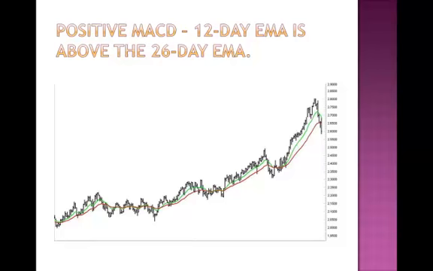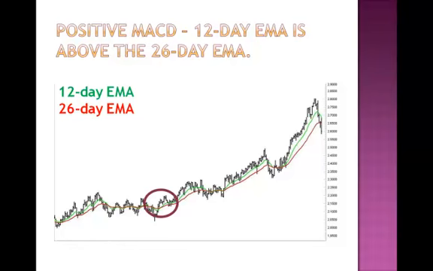For the duration of this presentation, I will use the default values of 12 and 26 days for the exponential moving averages. The 12-day EMA is the green line and the 26-day EMA is the red line. The 12-day EMA is the faster moving average and the 26-day is the slower moving average.